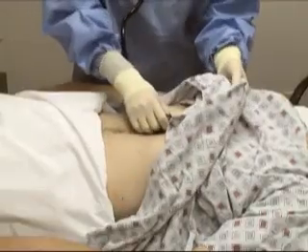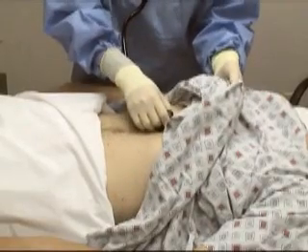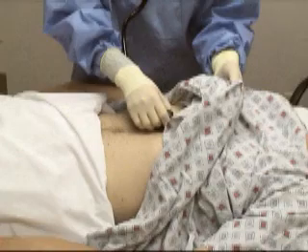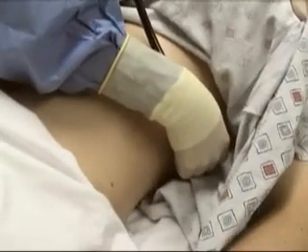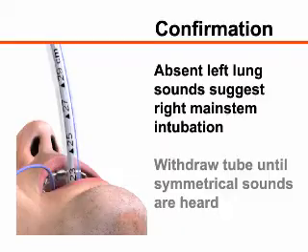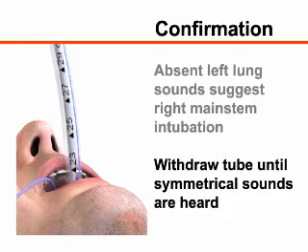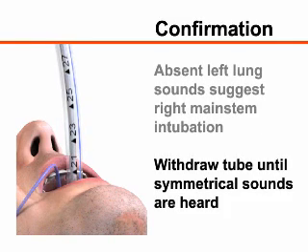Assess secondarily for esophageal tube placement by auscultating over the stomach during positive pressure ventilation. Auscultate both lungs in the mid-axillary line to assess for equal bilateral air movement. If breath sounds are diminished on the left side after intubation, you may need to gradually withdraw the endotracheal tube until symmetrical breath sounds are auscultated.